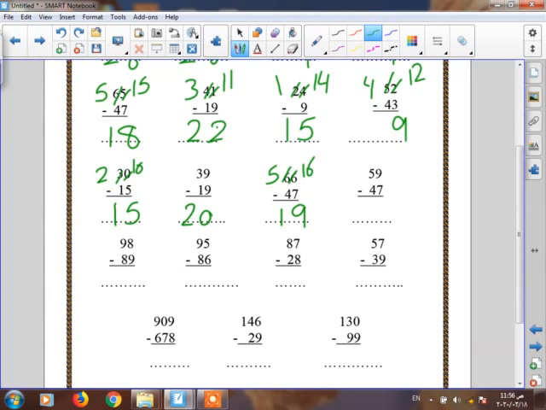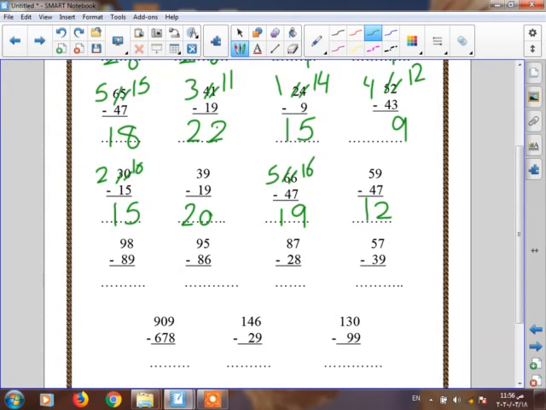59 minus 47, I start from ones. 9 minus 7, yes, I will not borrow because 9 is bigger than 7. So I will count after 7 to arrive 9. After 7, 8, 9. So this is 2. 5 minus 4 equal 1. So the answer is 12.